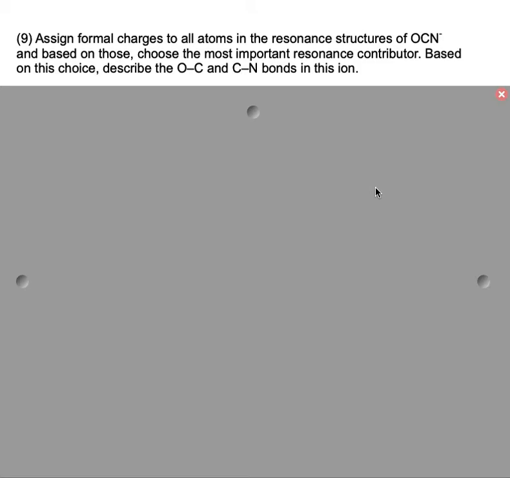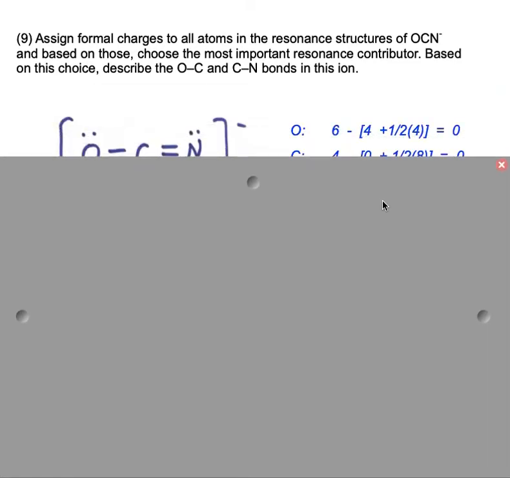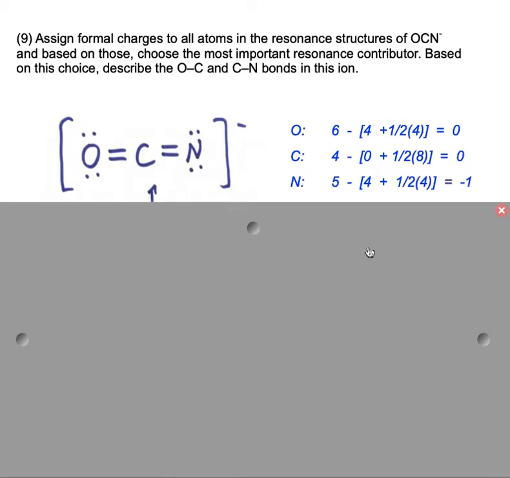So I'm going to do all three in random order. The total number of valence electrons is going to be, I believe, 16. 6 plus 4 plus 5 plus 1, yeah, 16 electrons. Okay, so in the first one, I'm going to draw a carbon-oxygen double bond and a carbon-nitrogen double bond. That accounts for 16 electrons, and everyone's octet is filled.